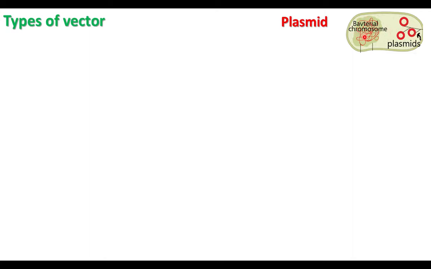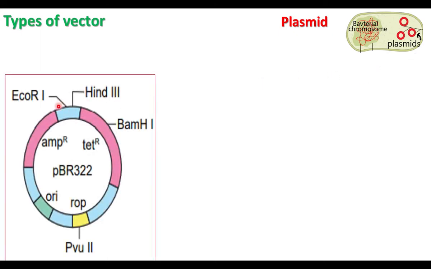A bacterial cell has a bacterial chromosome, and additional circular double-stranded DNA are present. They are called plasmids. These plasmids make copies of themselves. They can replicate independently, so they are used as a cloning vehicle or cloning vector. This is a cloning vector.